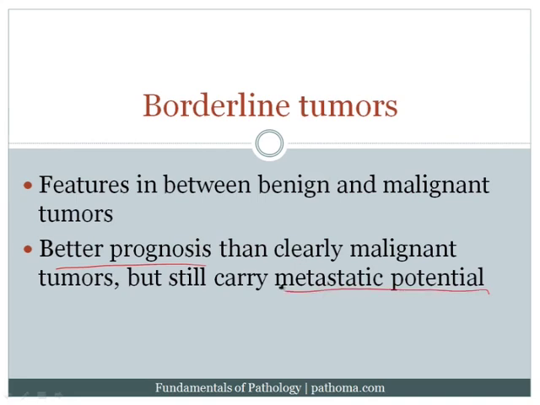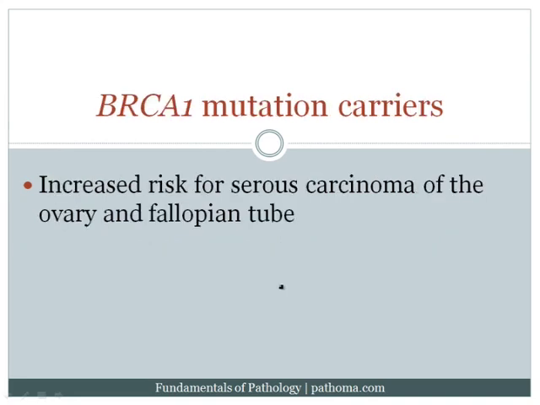Again, it's important to note that they have a better prognosis, but they still carry metastatic potential in that they are still malignant. Now, one important association here that's high yield for examinations, especially board examinations, is the fact that BRCA mutation carriers can get a specific type of ovarian carcinoma. Let's go back and remind ourselves that patients who have BRCA1 mutations, they have an increased risk of breast cancer, but in addition to that, they also have an increased risk of ovarian cancer. So BRCA1 is breast and ovary.